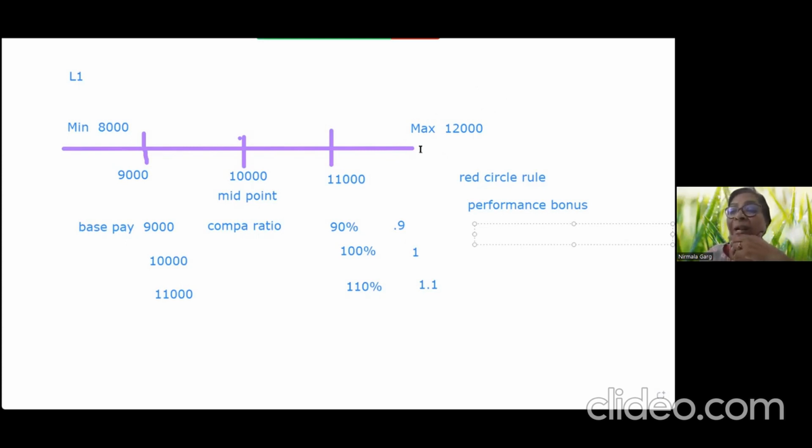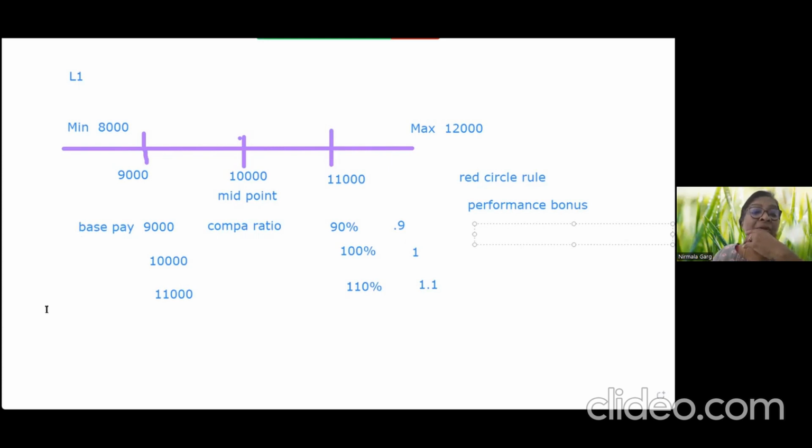So the best thing not to land up in this situation is your recruitment policy of not bringing in people already here beyond a comp ratio, which is 110, 120, etc. Is this point very clear? Yes. Red circle rule.